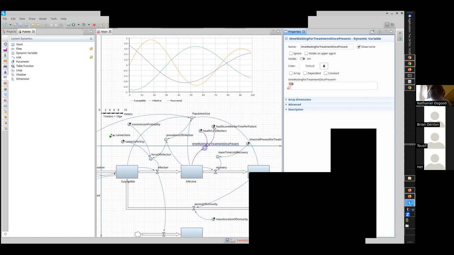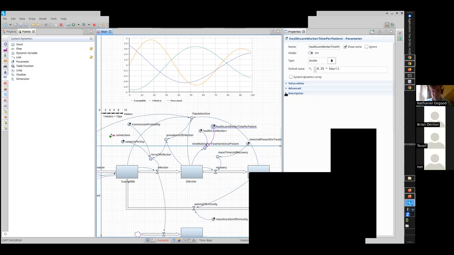So if we have healthcare worker time, the dimensions of it are healthcare workers times time, times days, in other words, in this case, divided by patient. So this is actually of unit H times time divided by person, like number of patients. Okay. Healthcare worker time per patient is how many healthcare worker hours there are per patient.